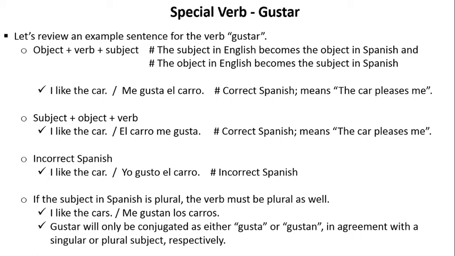So, if the subject in Spanish is plural, the verb must be plural as well. Let's use the phrase, I like the cars, where cars is plural. The Spanish would be, me gustan los carros. So, gustar will only be conjugated as either gusta or gustan in the present tense, in agreement with a singular or plural subject, respectively.